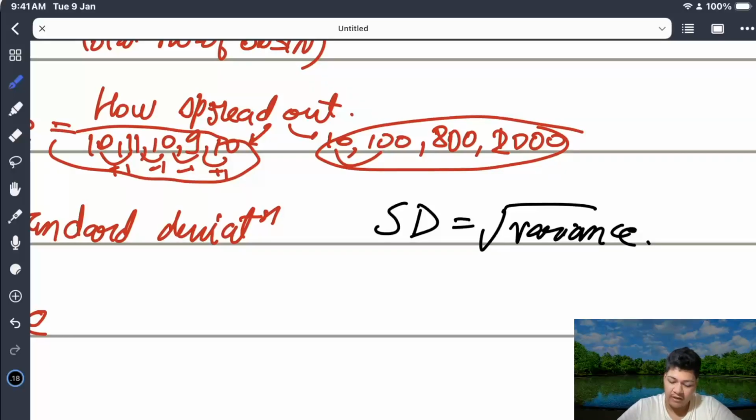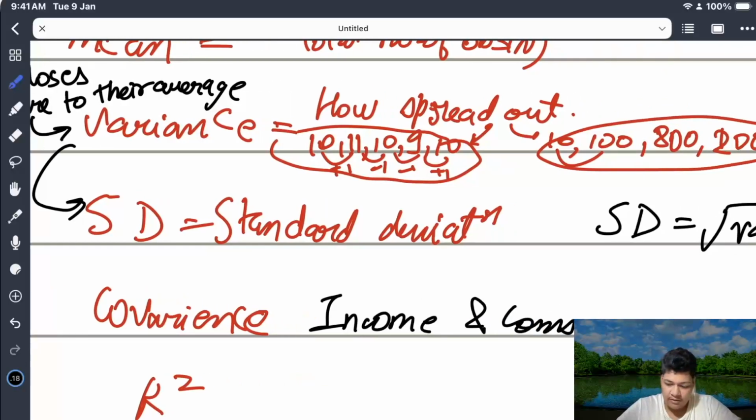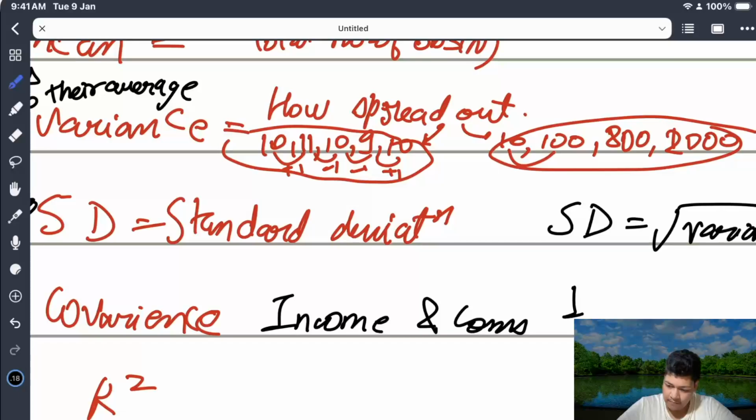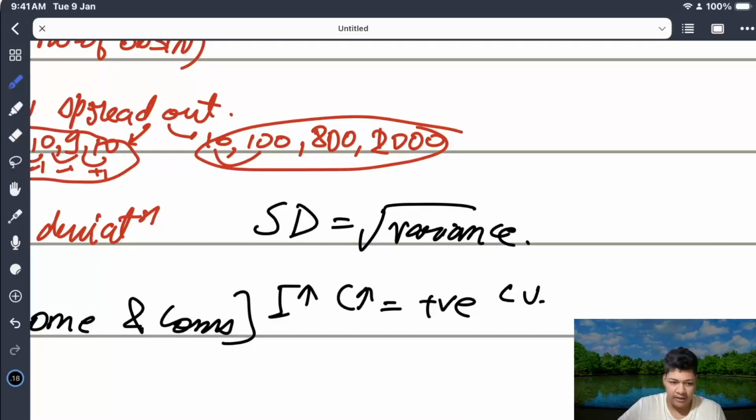Covariance. Suppose I repeat an example: income and consumption. Suppose both income and consumption increase, then I can say it is positive. Both variables are moving in the same direction. Income is rising, consumption is rising. We can say it's a positive covariance. Suppose income is reducing and consumption is also reducing. We can say it's a negative covariance.